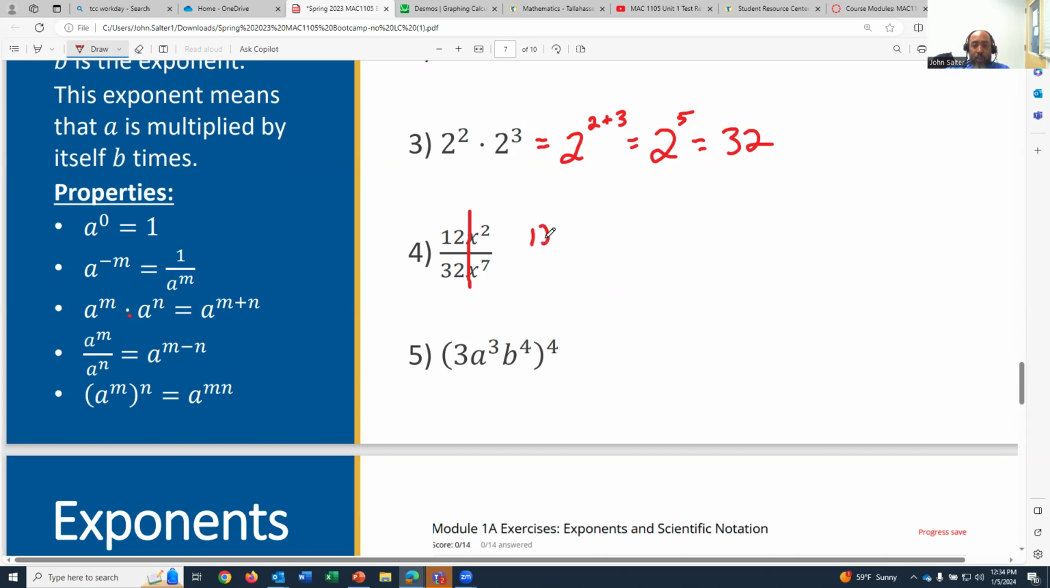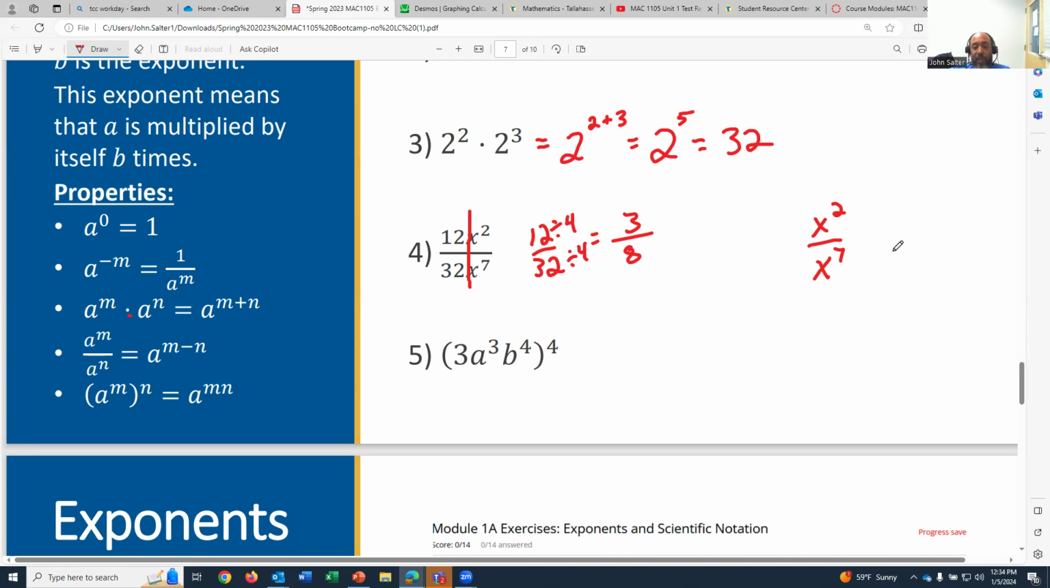I'm going to do 12 over 32 as one fraction, and then x squared over x to the 7th by itself. This is just a regular fraction. I can simplify. Divide top and bottom by the greatest common factor, which in this case is 4. 12 divided by 4 is 3. 32 divided by 4 is 8. All right, simplify fractions. You should have been through that already, respectfully.